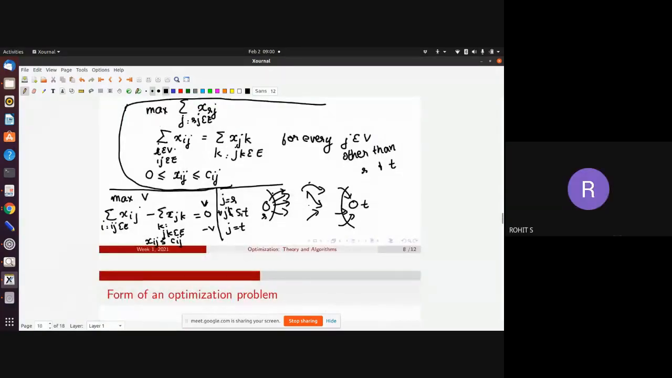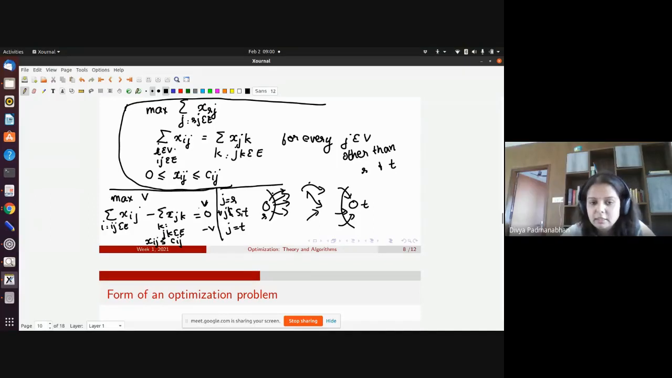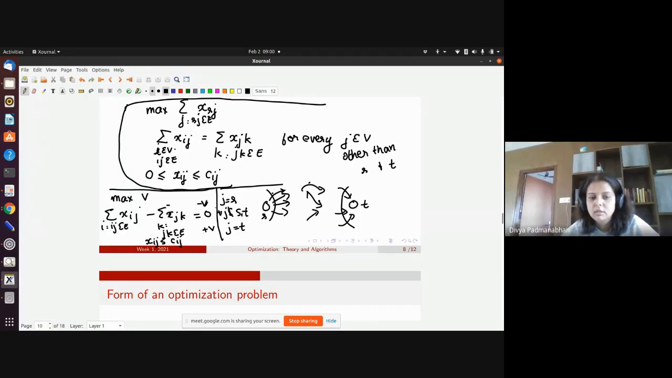Shouldn't that be plus V if j is equal to T and minus V if j is equal to S? See, this is flipped, minus V and V. Here, x_ij is everything incoming, and this is everything outgoing, right? So outgoing is negative. If j is the source, then it should be negative. You're right. Thanks for pointing this out.